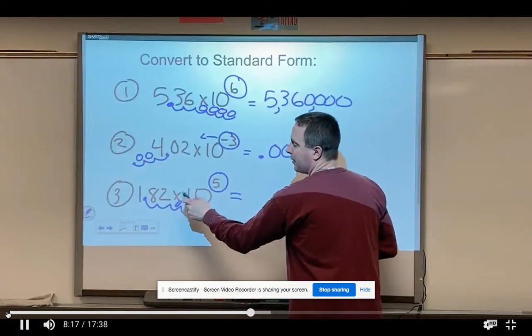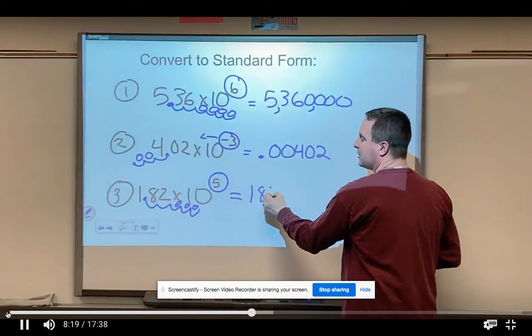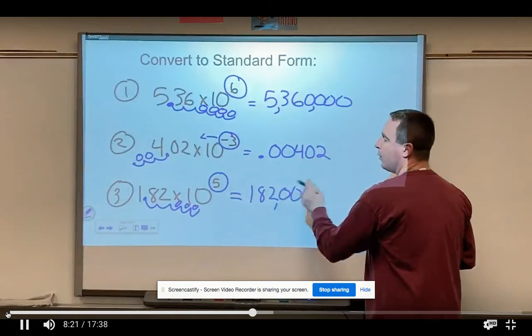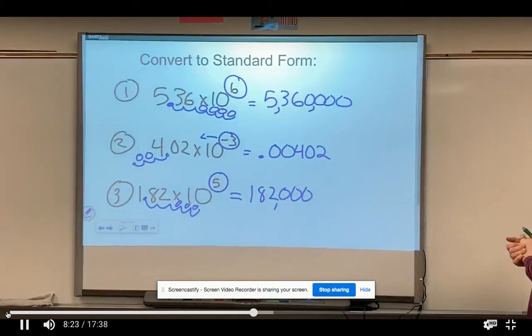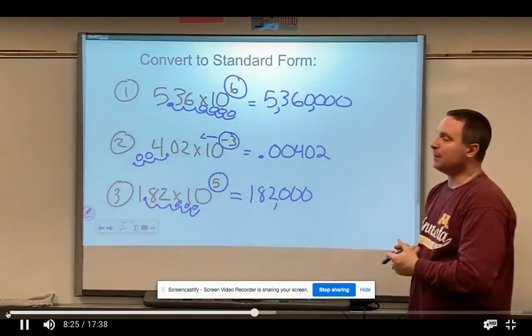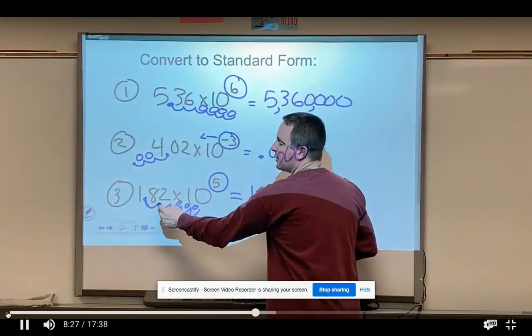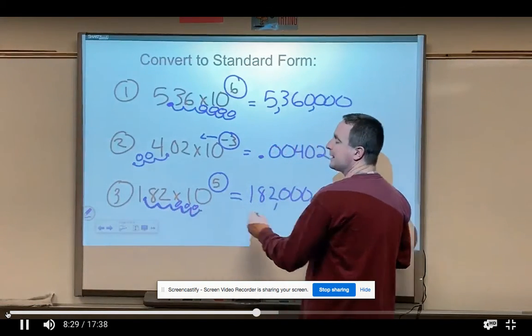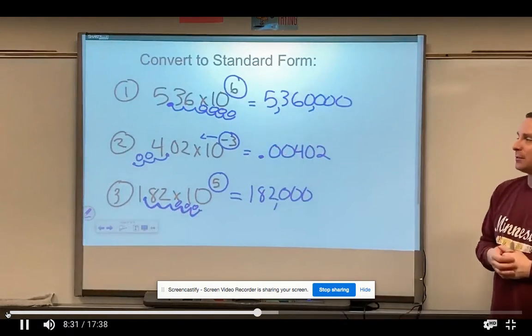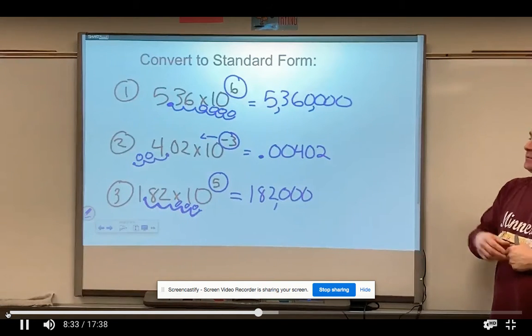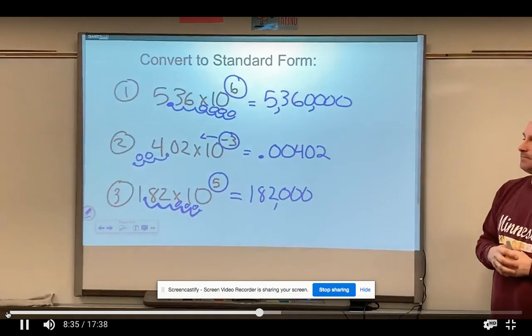And I'm going to end up with 3 zeros. 182, 1, 2, 3. 182,000. Okay, and don't try and do too much in your head. Don't hesitate to draw the little bubbles and count them. Okay, it's really, really helpful for you to see it by drawing the little bubbles.